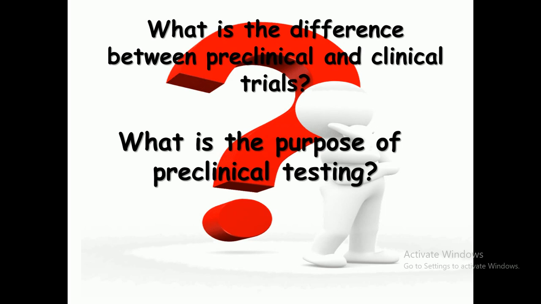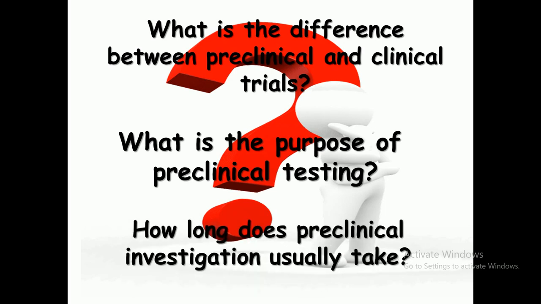Another question is, how long does preclinical investigation usually take? Preclinical research may take anywhere from 1 to 6 years. Researchers only take the most promising potential treatment through the journey to market. New treatments then go through several clinical trial phases. These phases test the treatment for safety and effectiveness. This is all about these questions.